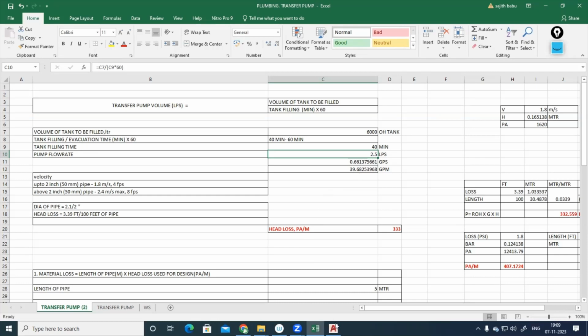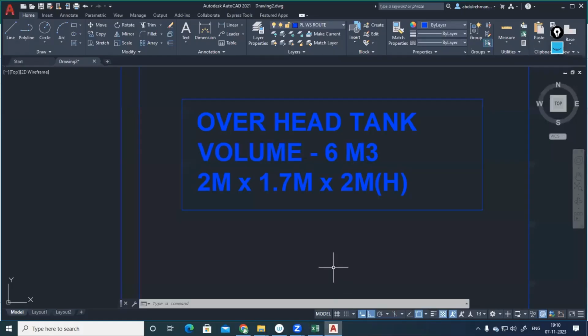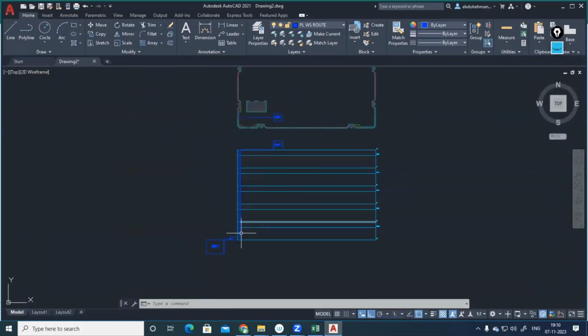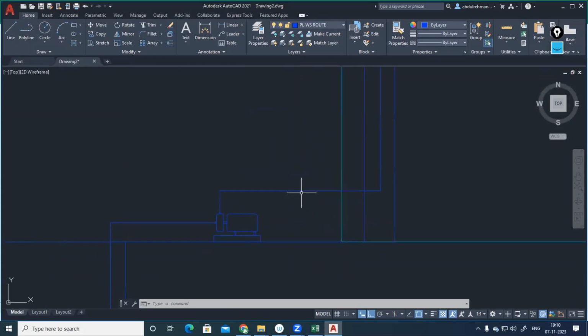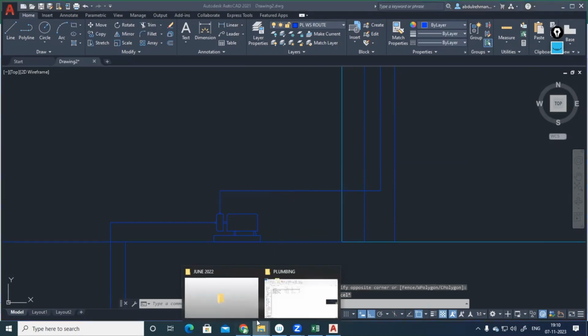Okay, the next step. So we have calculated the pump flow rate. The next step, this transfer pipe diameter we should find. Now it is clear that nearly 2.5 liter of water we are distributing this way. But we know the GPM. With the help of the pipe sizer, we can find it. I'm just selecting the pipe sizer.